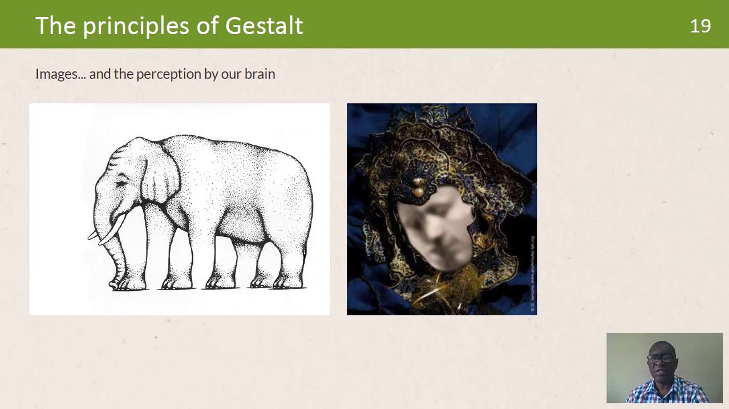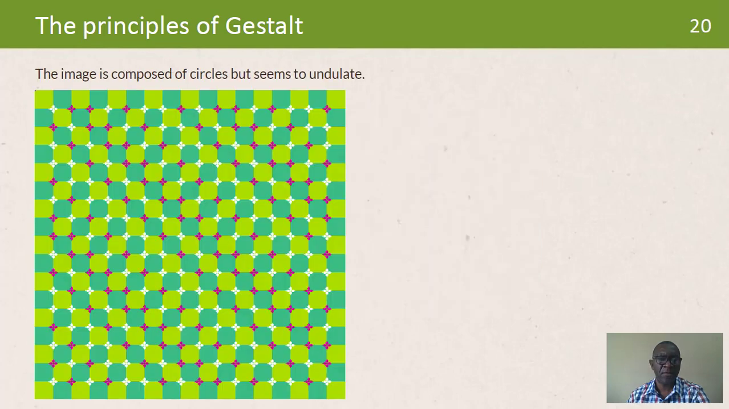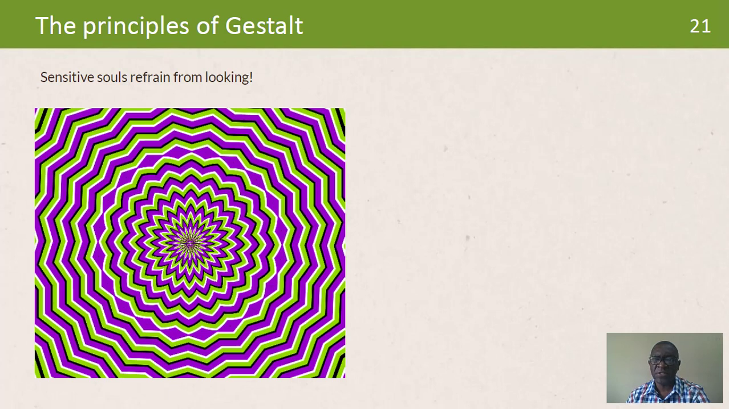What do you see in this picture? A face? 2 faces kissing? Observe this image carefully. This image is composed of circles, but it seems to undulate. Fix on the center of the image. How do you feel? Sensitive souls, refrain from looking.